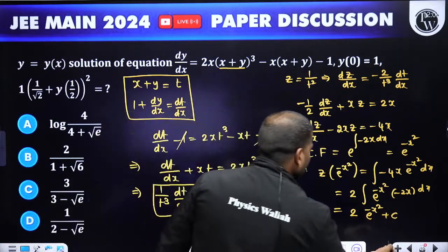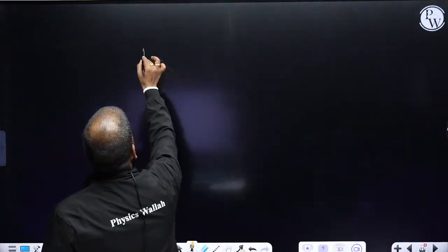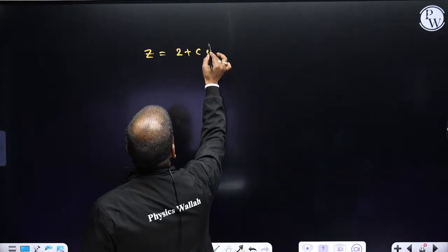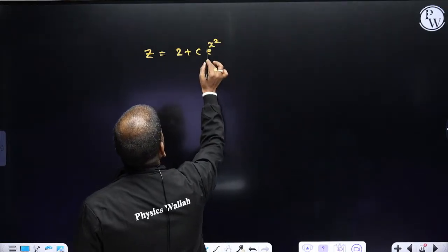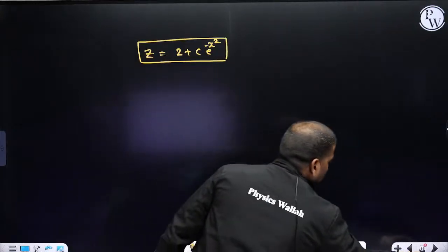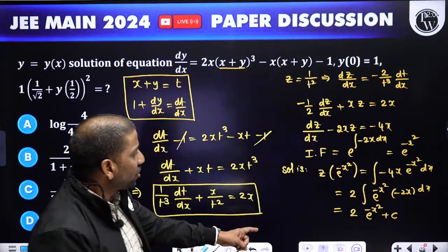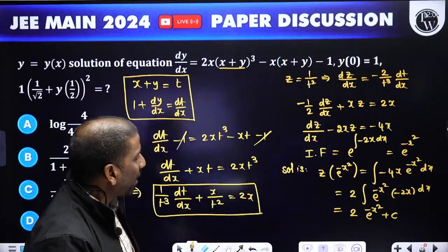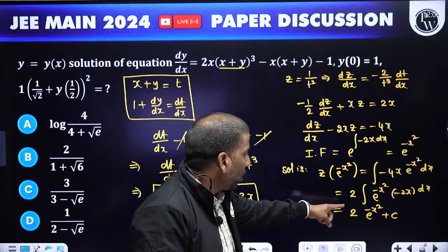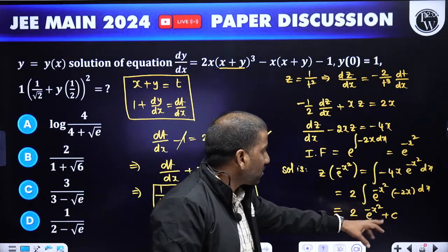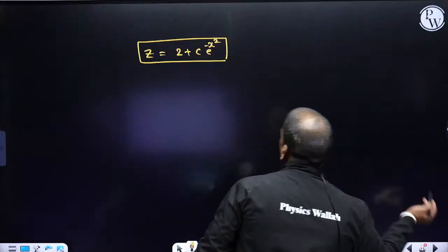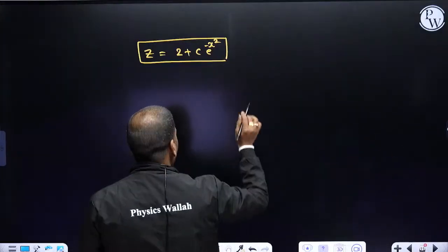So then z is equal to, what can we write? z is equal to 2 plus c times e power minus x square. Right? If you multiply on both sides by e power x square, z is equal to 2 plus c times e power x square. Y of 0 is equal to 1 is given.